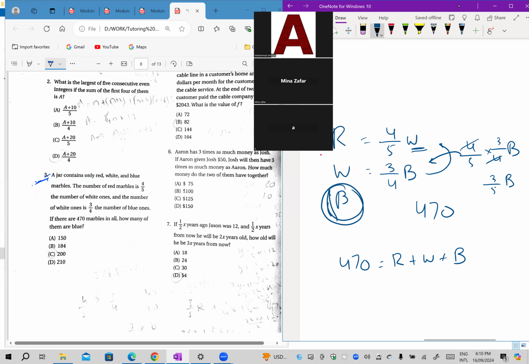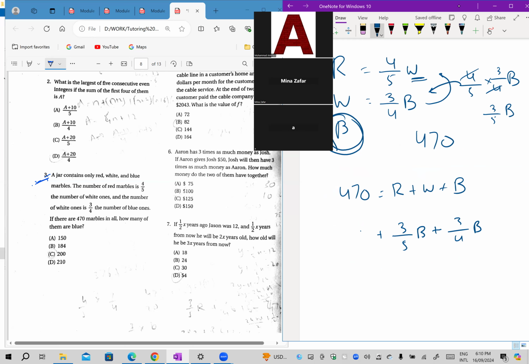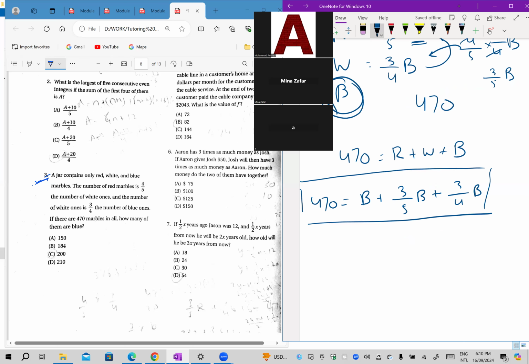So how many marbles do we have in total? 3/5 of blue marbles plus 3/4 of blue marbles plus blue marbles themselves, and that makes up 470 in total. So now this is the final expression that we have. Now you can just take the LCM. This is just 1 here, 1 by 1. So 470 equals, the LCM would be 20 over here, 20B plus 12B plus 9B.